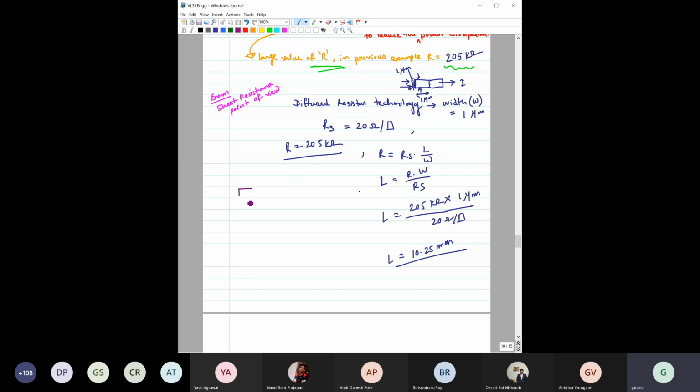That means if you are making a resistor, means diffuse it. So that means if this is, say, obviously this drawing is not to scale. If this is 1 micrometer, then you need a length of 10.25 mm, right? So that the resistance between these two will become 205 kilo ohm. So this length is 10.25 millimeter. But in semiconductor, this is too large, right?